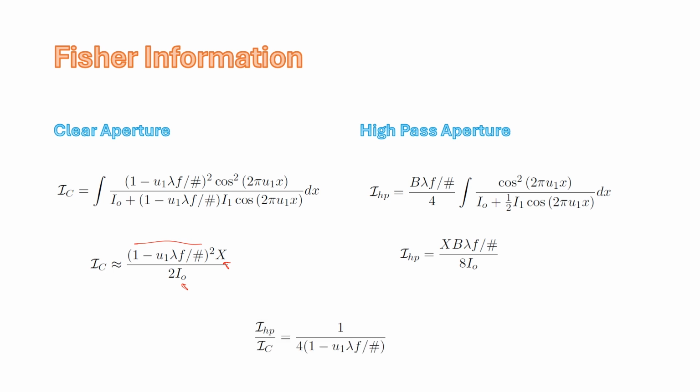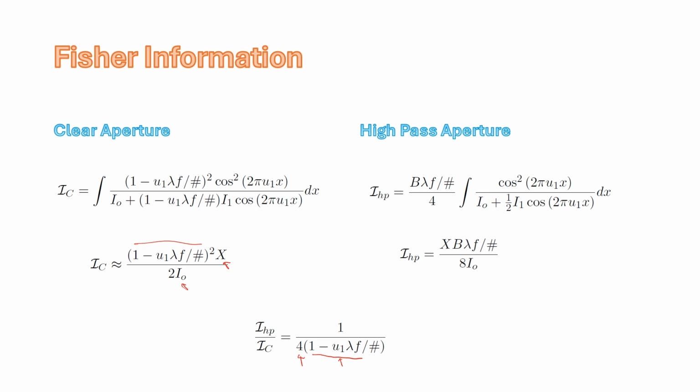So this is the ratio of those two Fisher informations. And what you see is that if this U1, the frequency we want to measure, here we've chosen B to optimize the Fisher information for I1. So we've chosen B to be peaked at U1, and the transfer function has to go to 0 at u equals 1 over lambda f number. So now we have this factor of 4 here, and this factor is going to get small as u1 increases.